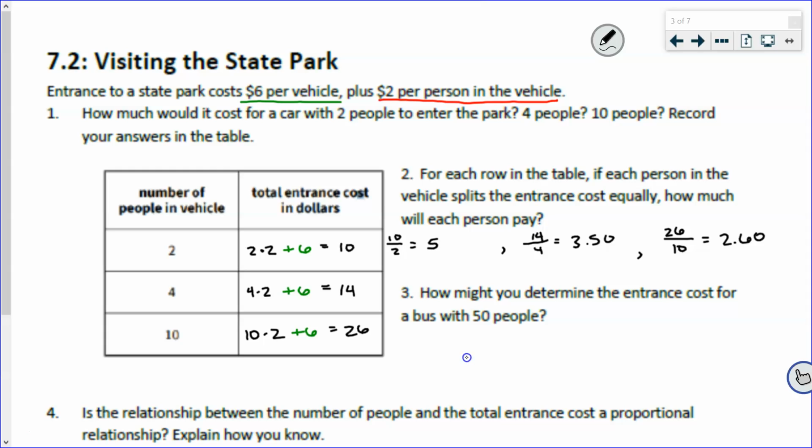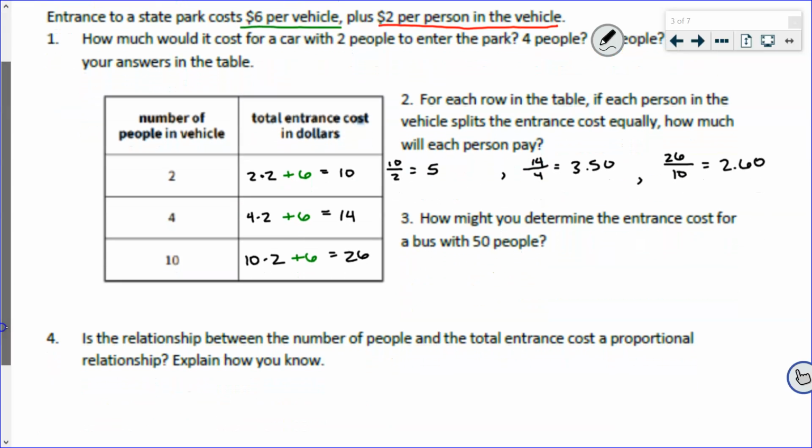That's interesting, isn't it? I want you to think about what we've done in the past when we've done this division. We've gotten the constant number all the way through. Here, it's going to be $5, here $3.50 per person, and here $2.60 per person. That's going to be coming into play in a little bit.